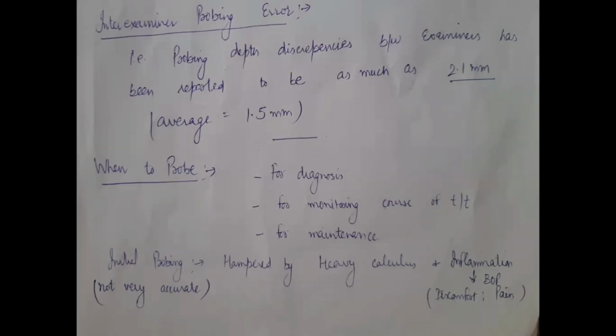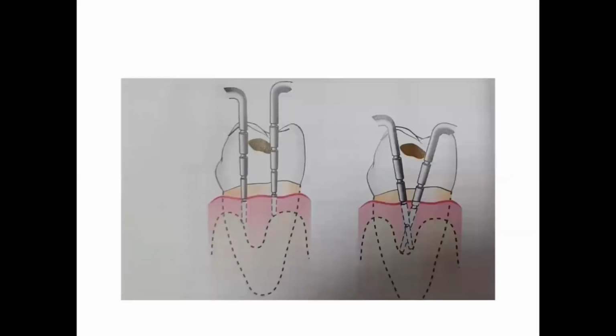Now, when to probe? The probing is done for diagnosis, then for monitoring the course of the treatment, and then initial probing, and then for maintenance. As I told you in the diagram, the initial probing may be hampered by heavy calculus and inflammation. That inflammation might lead to bleeding on probing, which can actually cause discomfort and pain to the patient while probing. So initial probing depth might not be very accurate. To do the proper probing, we have to wait till the scaling and oral prophylaxis is completed.